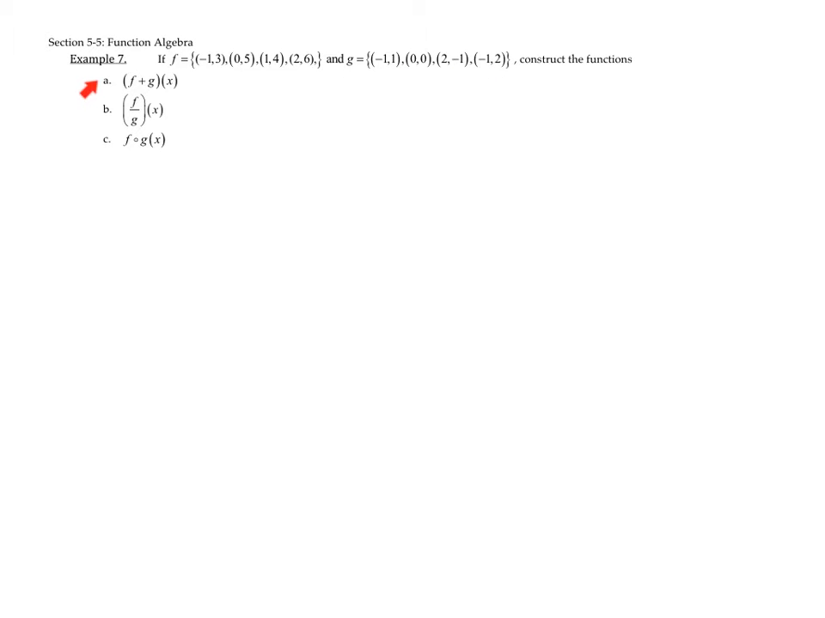And we're asked to construct f plus g of x, f over g of x, and f composed with g of x. These first two are actually pretty short because this just means f of x plus g of x. And whenever we construct the sum of two functions, they need to have the same input. So if we take a look at our list of inputs, they only share the inputs of -1 and 0 and looks like 2. So there's only going to be 3 ordered pairs.